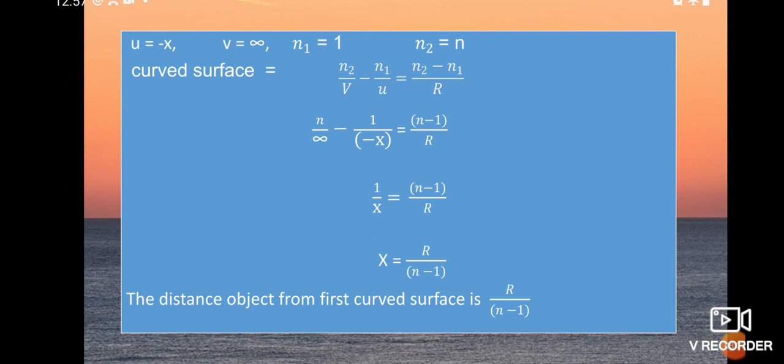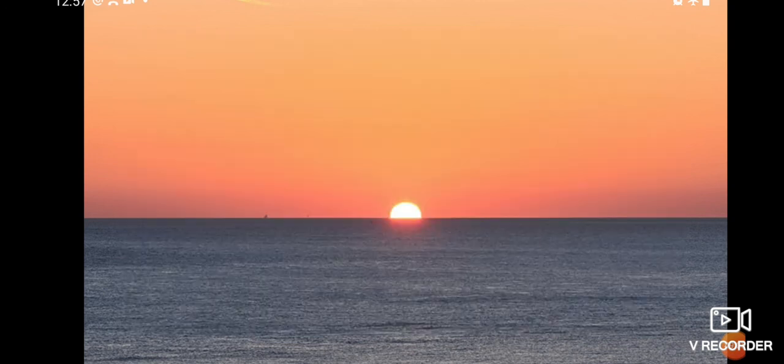By substituting values in this formula, we get the point object distance where we have to keep it. Okay, this is the formula for you. So we can find the object distance from the first surface of the sphere by this formula, that is x is equal to r by n minus 1. So next problem.